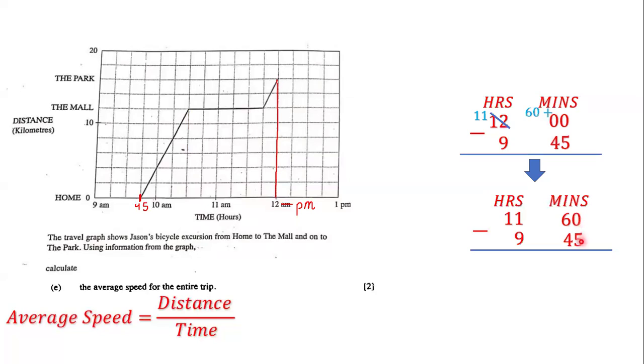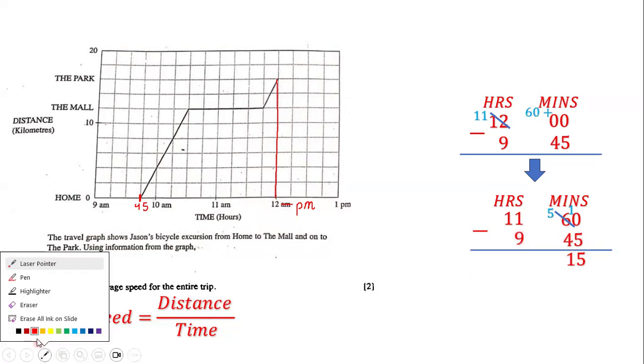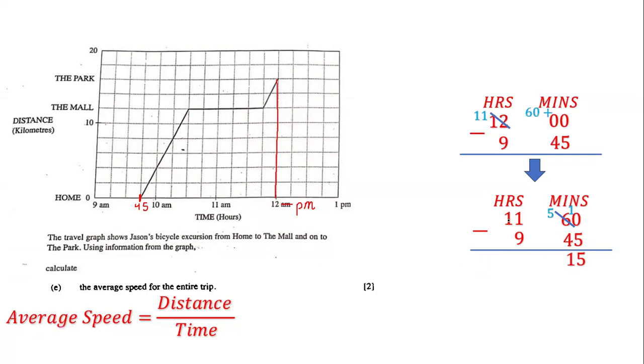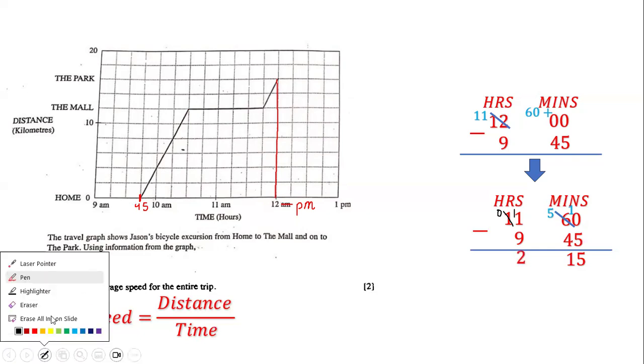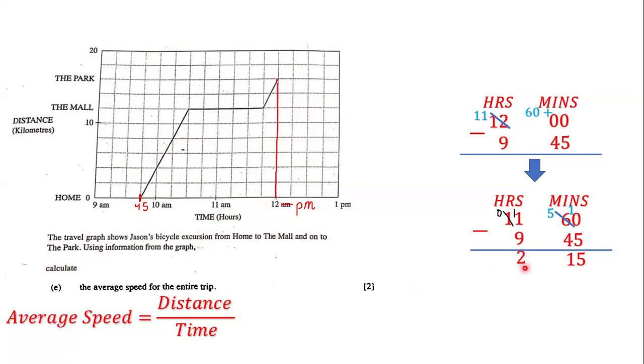0 minus 5, we cannot do that, so we have to borrow. We borrow 1 from the 6, so this becomes 5, and this becomes 10. So we have 10 minus 5, and 10 minus 5 is 5. 5 minus 4 is 1. Next, we have 11 minus 9, which is 2. And so that means that the time taken for the entire journey is 2 hours and 15 minutes.